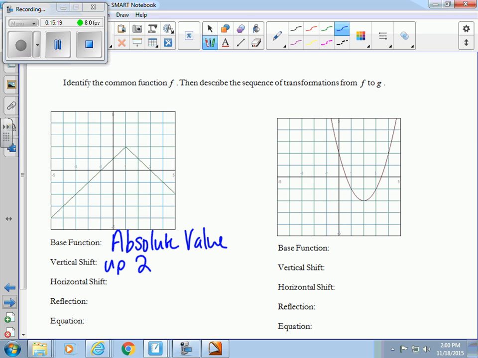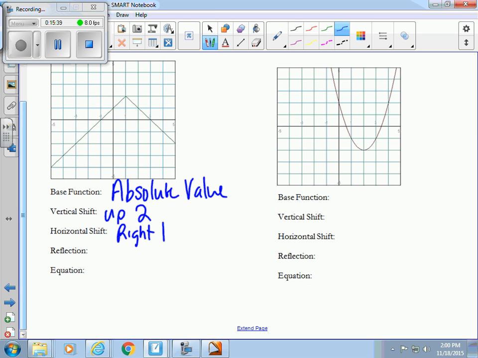Has it been moved left, right? Right. How many? One. Has it been reflected? It normally opens this way, right? The normal one opens up, this one is down. So where is the reflection? Over the x-axis. And then it wants me to write the equation of this graph. I've actually done that last chapter a completely different way. So we can kind of make sure it's meshing with the correct answer with the other options we have.